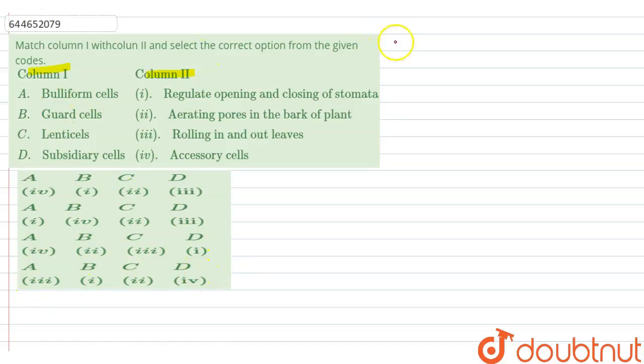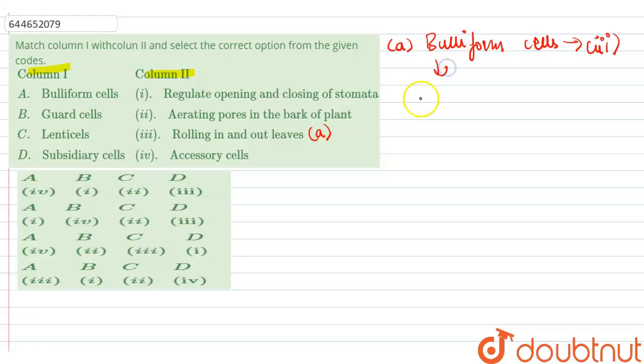So first is A part, Bulliform cells, and the correct match for Bulliform cells is rolling in and out of leaves, which is the third part, as Bulliform cells are basically transparent, bubble shaped cells which are present in single series along the midrib of a monocot leaf on the dorsal surface, and they respond to light and transpiration, and they help in the rolling in and out of leaves.